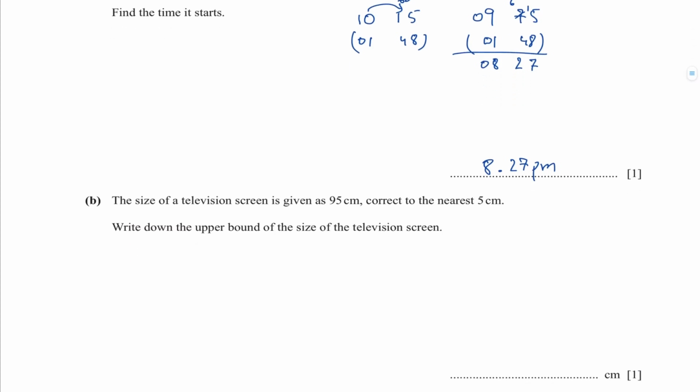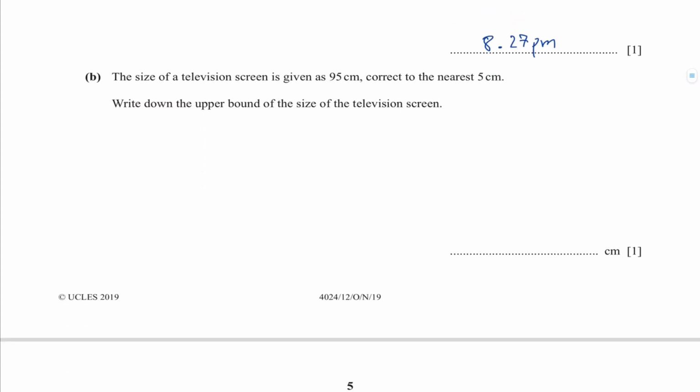Okay. Now we have part B, which says the size of a television screen is given as 95 centimeter, correct to the nearest 5 centimeter. Write down the upper bound of the size of the television screen. Okay, so you have 95 centimeter here, which is correct to the nearest 5 centimeter. So the way to calculate upper bound or lower bound is that what we do is we look at what it's rounded off to.